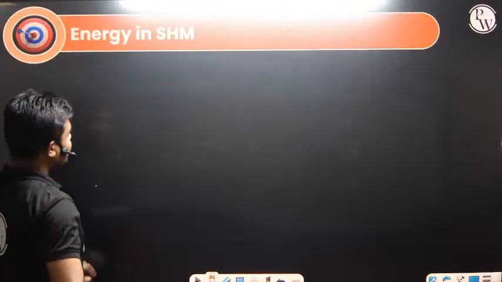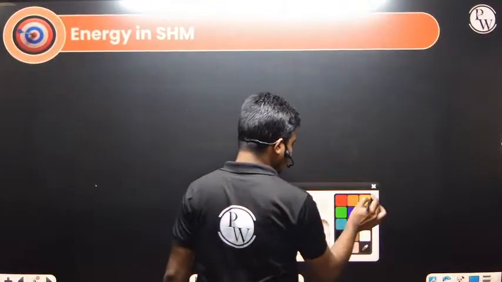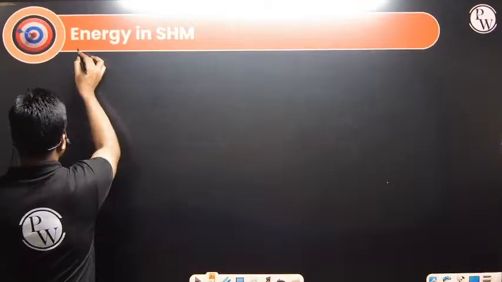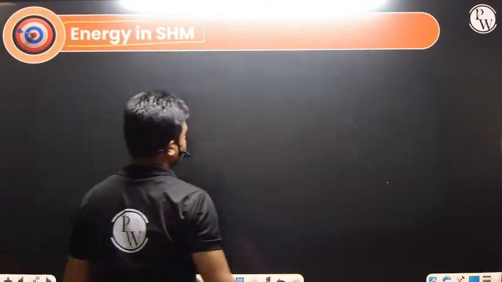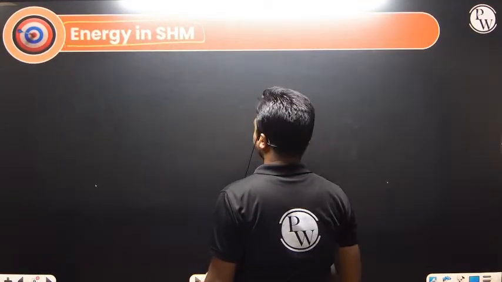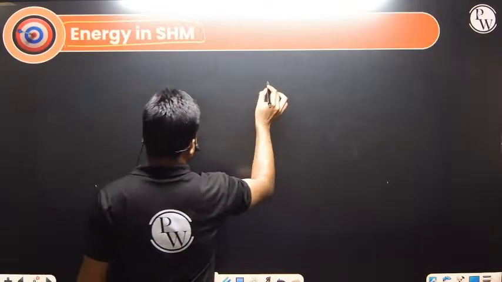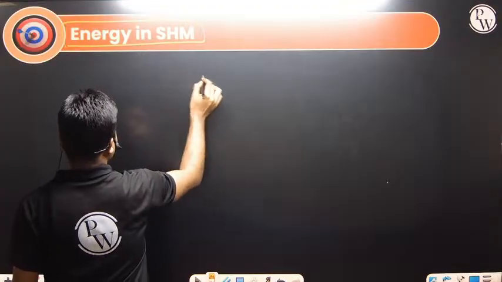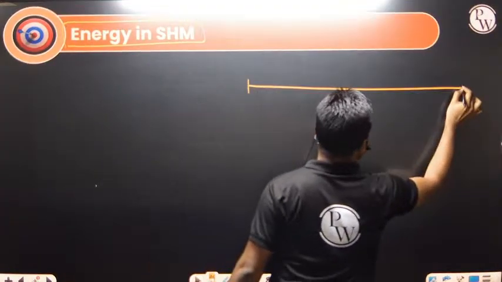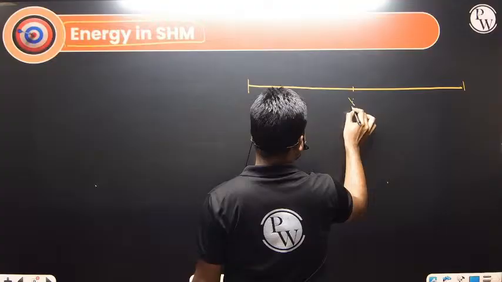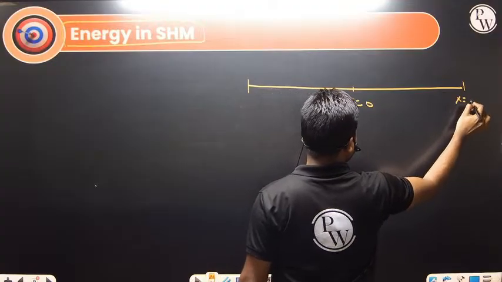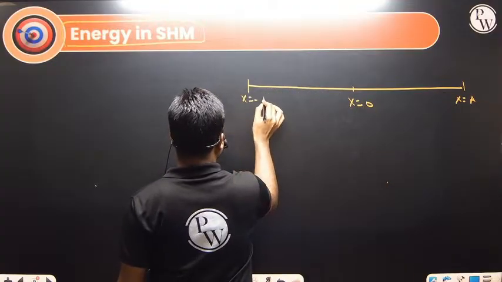So next we have energy in SHM. So if you talk about the energy in SHM, and before that let's discuss the velocity and acceleration as well. If the particle is doing SHM in such a way that this particular point is x equals 0, again this side x equals A and this side x equals minus A.